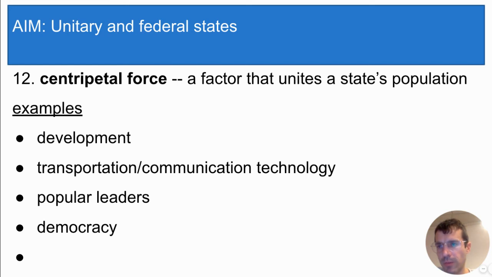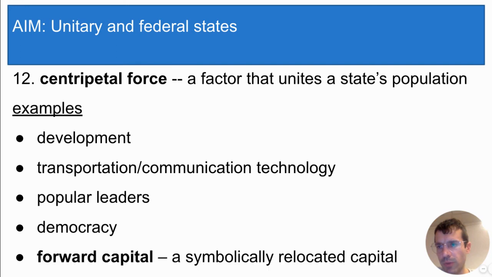And your last example is a new idea, and it's its own vocab word that you need to learn. Forward capital. This is a symbolically relocated capital city. That means that the central government moves the country's capital to a new place for strategic reasons. And sometimes the strategic reason is increasing unity among different parts of the country. You will learn about a forward capital in class.